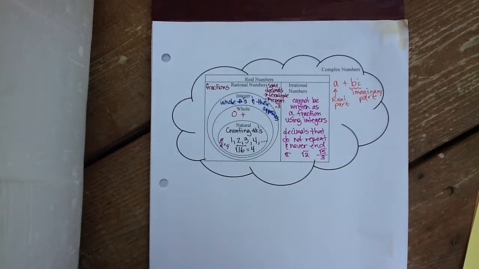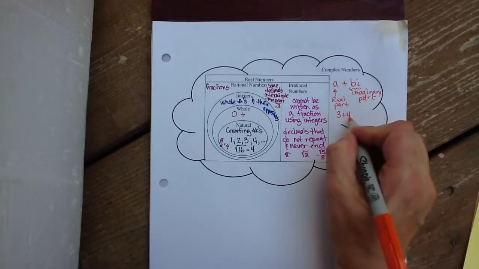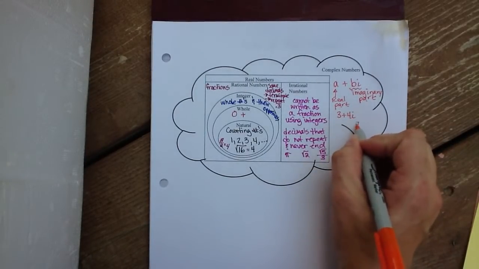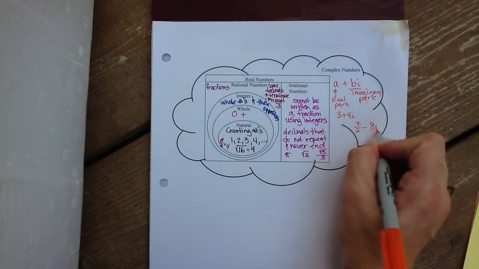An example of a complex number is 3 plus 4i. It could also be something that has a fraction, such as 7 halves minus 8i.